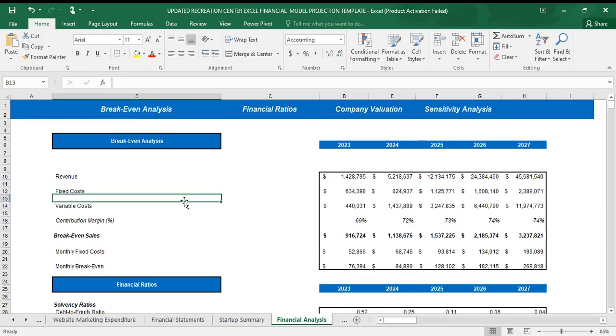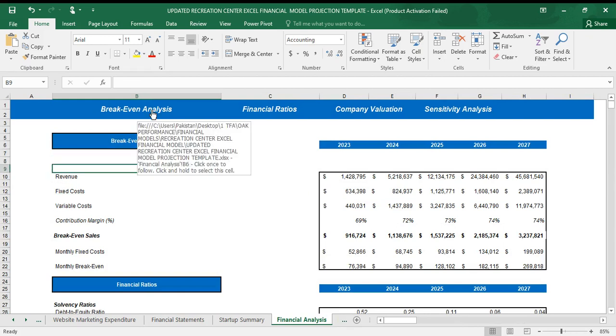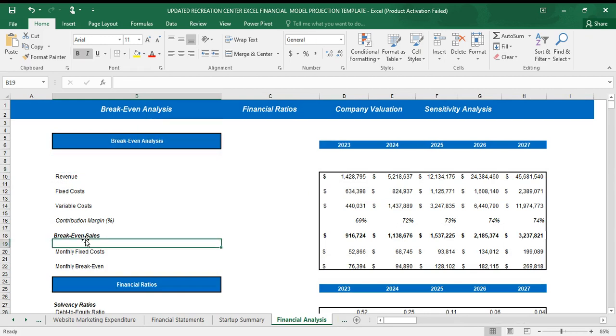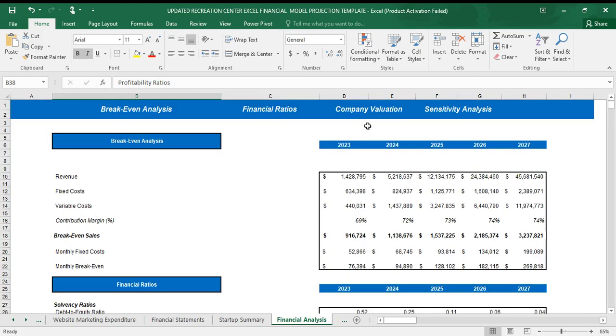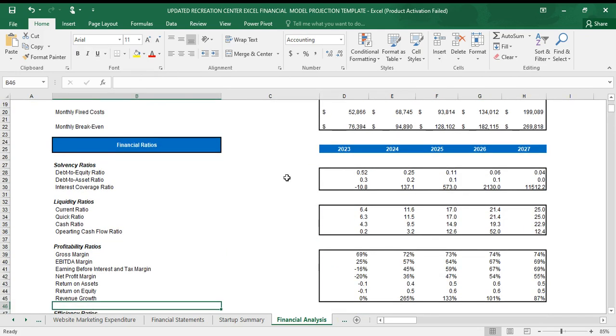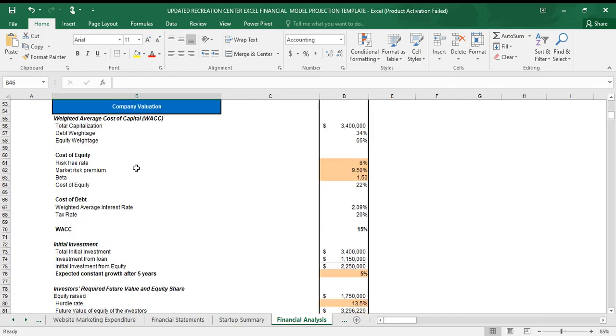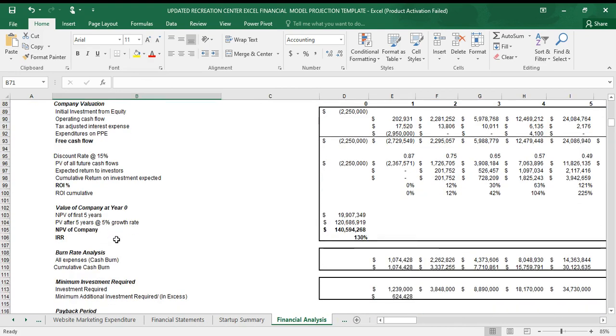In the financial analysis sheet, we have included the major company analysis. This includes the break-even analysis, where we have calculated the break-even sales point for each year. Then we have financial ratios, where we have included the major financial ratios of the business, such as solvency, liquidity, profitability ratios. Then we have company valuation, where we have calculated NPV, IRR, and payback period of the company. We've also calculated the return on investment.